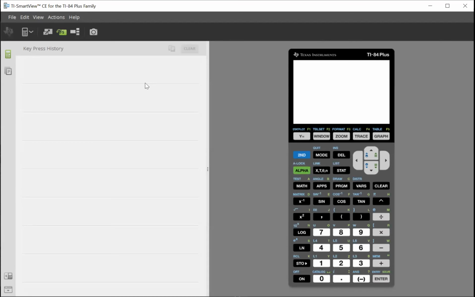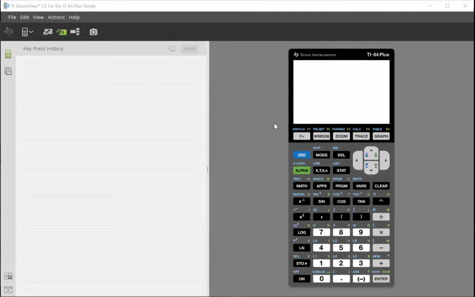All right, so let me move this chat over a little bit. Whoops. All righty. So y'all see my calculator screen? Yes. Now on the left side, does it say key press history like mine?